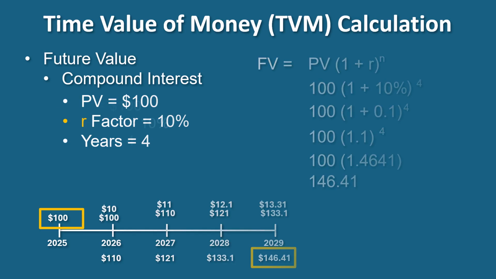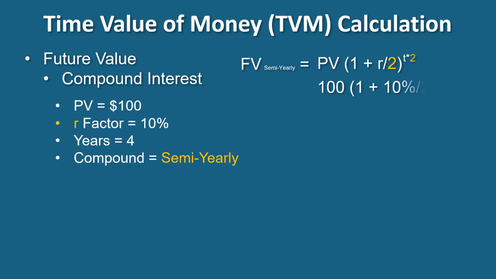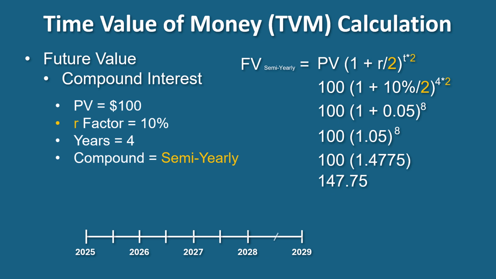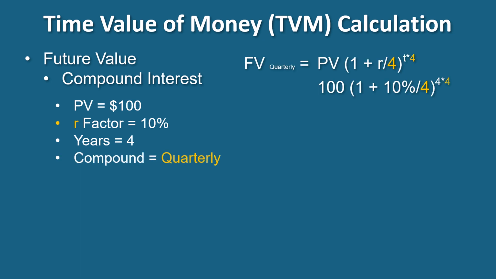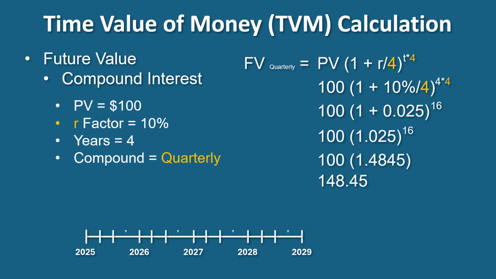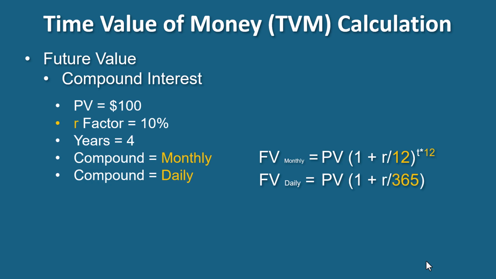Now, note that this future value calculation assumed compounding once a year. If compounding is done twice a year, semi-annually, then the interest rate will be divided by 2 and the number of periods will be multiplied by 2. Similarly, if compounding is done quarterly, the interest rate will be divided by 4 and the number of periods will be multiplied by 4. If compounding is done daily, the interest rate will be divided by 365 and the number of periods will be multiplied by 365. That covers future value calculation.